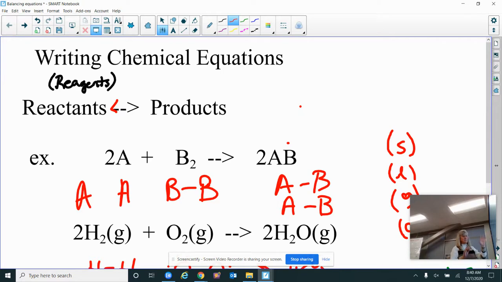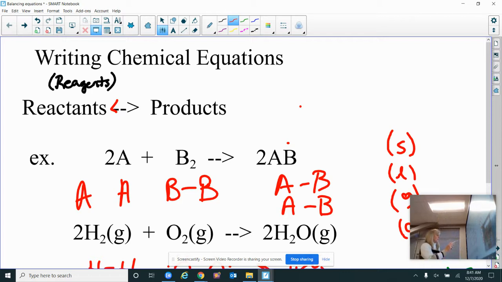Now, A and B, B is not boron here. This is just an example of elements that don't exist. So 2A means that there would be two separate atoms of A. And B2 with the subscript, now that means that they're bonded. So that means B is bonded to B. And then over here for our product, we have 2AB, that the 2 in front tells you that you have two of those things that are bonded together. So two separate ABs that are bonded.